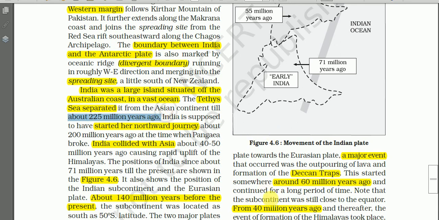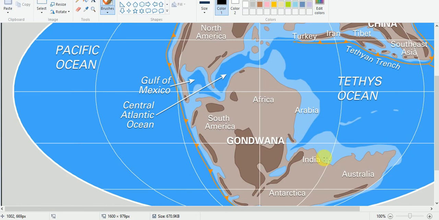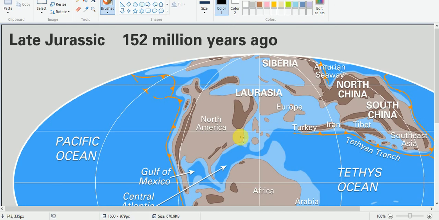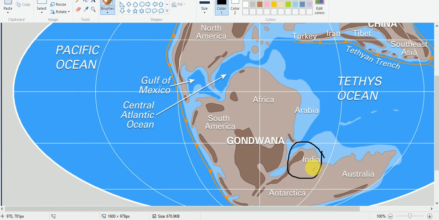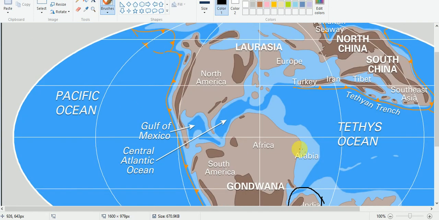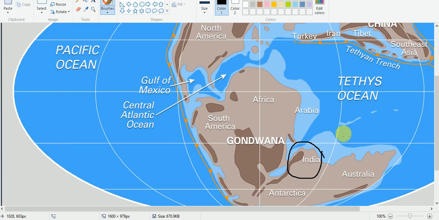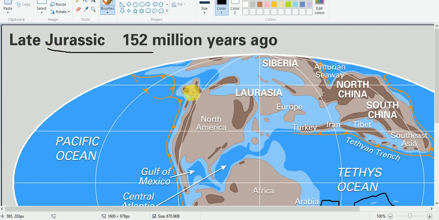Just see, we have another diagram here. India was here. This is about 152 million years ago, that is in the late Jurassic. India was here, nearby Australia. India was just like an island here, and Australia was somewhere here. This was 152 million years before present.